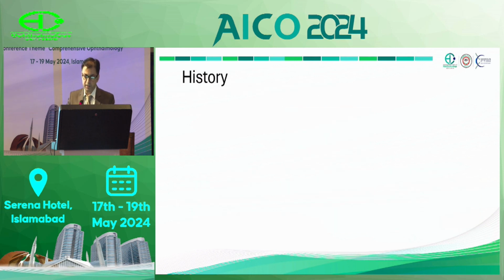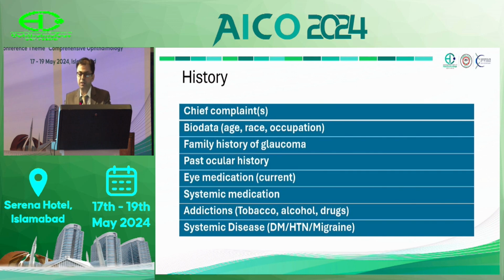So in the history part, what AICO recommends is that each patient should be asked about these 8 items: chief complaints, biodata, family history of glaucoma, past ocular history, current ocular medications, systemic medication, any addictions, any systemic disease like diabetes, hypertension, migraine. It should be asked from each patient if they are being evaluated for glaucoma.